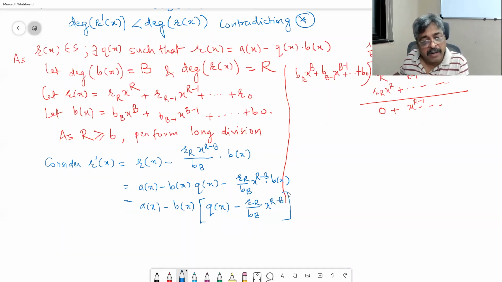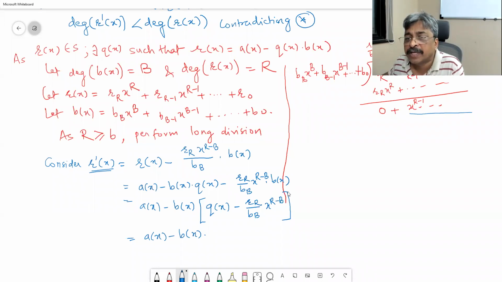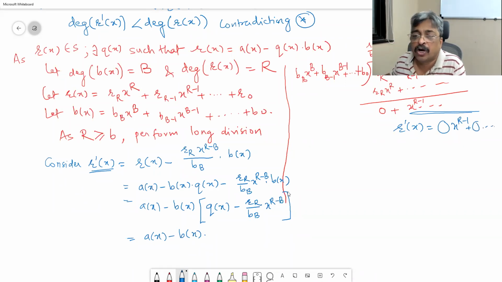Oh, but then this square bracket is yet another polynomial. This is equal to a of x minus b of x into some polynomial p of x. This is a polynomial. So r dash of x is something x raised to r minus 1 plus something dot dot dot. So what is the degree of r dash of x? Actually, it is r minus 1.